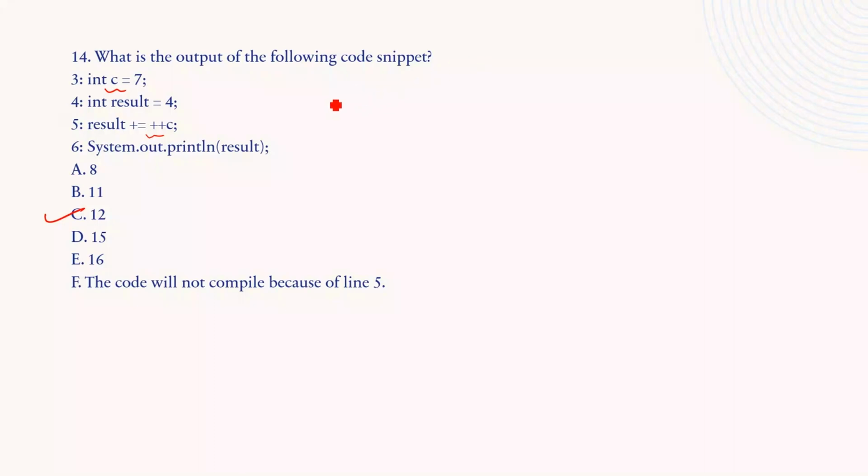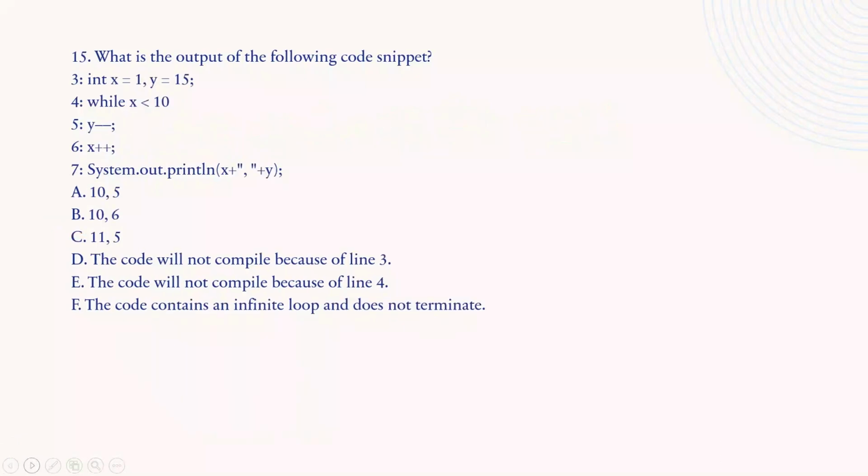So what this expression actually means is result = result + ++c. First ++c happens and then it is added to result. Cool, simple as that. c becomes 4, result is 8, and 8 plus 4 is 12. Pretty simple question. Let's go to question number 15.